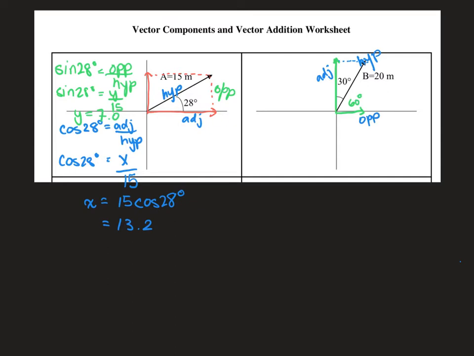So if I want to know, let's do the y one first. Adjacent and hypotenuse, that would be cos. So cos 30 degrees, adjacent over hypotenuse. Put in the values I know.